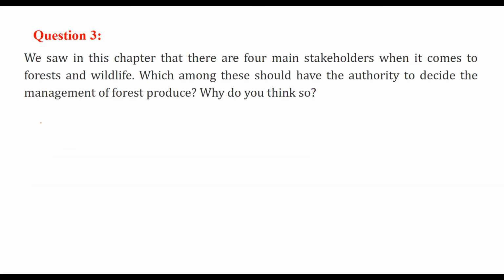We saw in this discussion or this topic that there are 4 main stakeholders when it comes to forest and wildlife. Which among these should have the authority to decide the management of forest produce? Whatever forest produces, who should have this authority, and why do you think so?